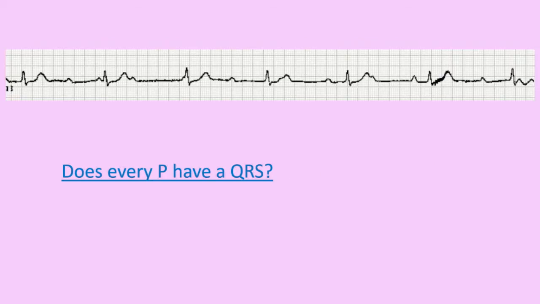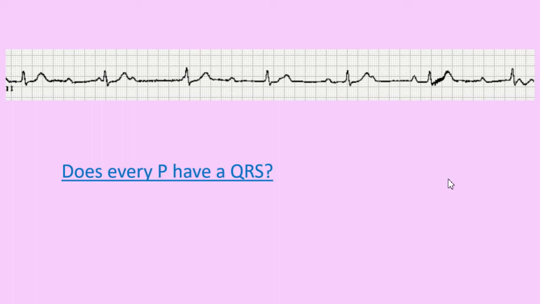Now let's look at this EKG. Does every P wave have a QRS? Let's see. P wave, P wave, QRS, P wave, no QRS, P wave here. So every P wave does not seem to have its own QRS complex. And if we look, the intervals between the P waves are pretty much identical and don't change. And then the QRS complexes also seem to have the same intervals between them.